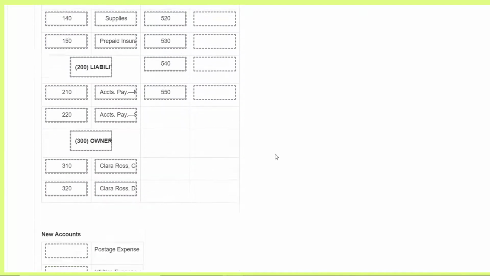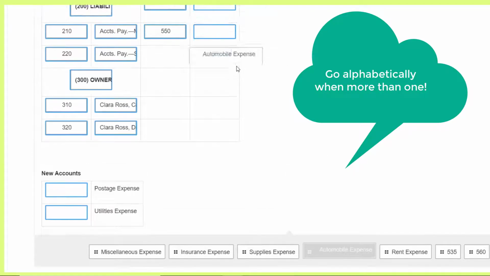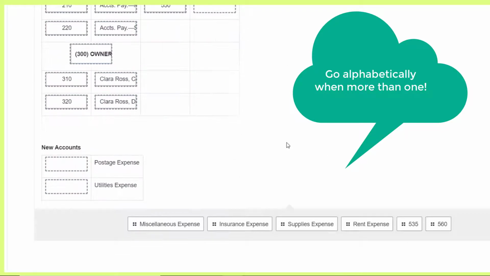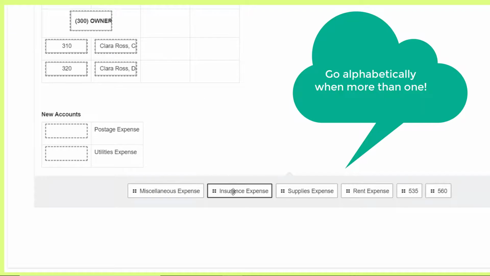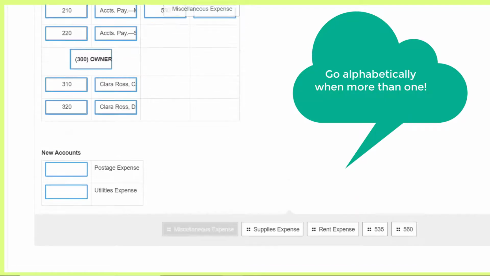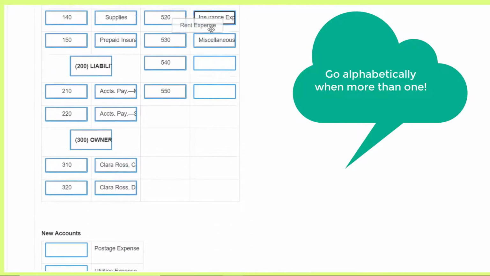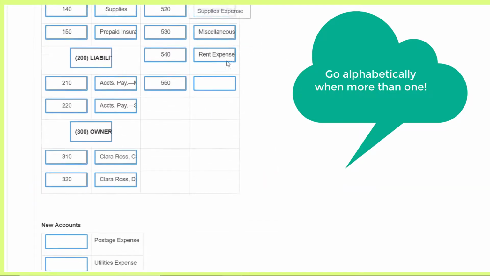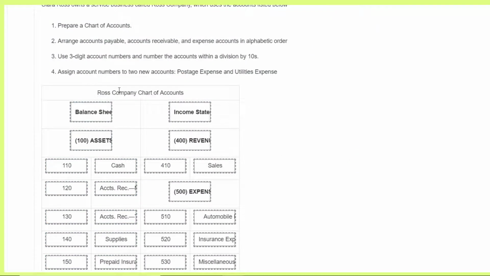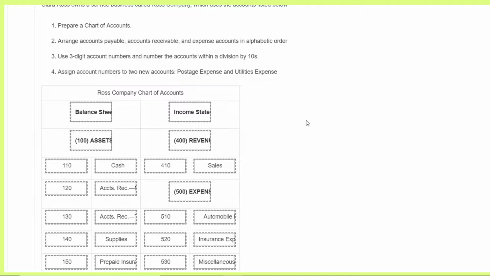And then the expense accounts are just listed in alphabetical order. So automobile expense, that would be my first with an A. And then the next up is I. Next in the alphabet comes M. And then R. And then S. Finally, I'm wanting to assign account numbers to postage expense and utilities expense.